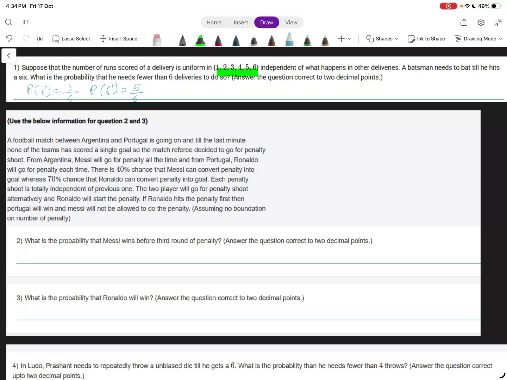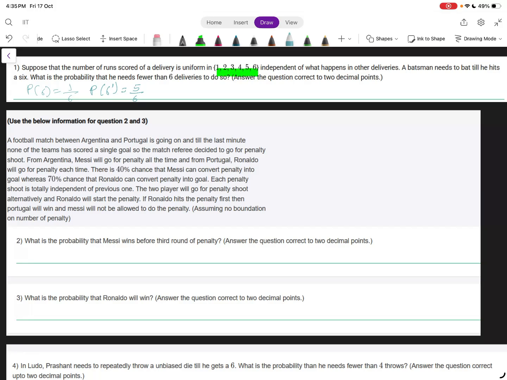Now, as you see, there are 2 outcomes: either the player hits a 6 or does not hit a 6. However, you don't have a finite number of independent events, because the number of deliveries can be 1, 2, 3, 4, or 5. So here we are not going to use what we used before, the binomial trial or probability. Here we are going to use geometric probability.